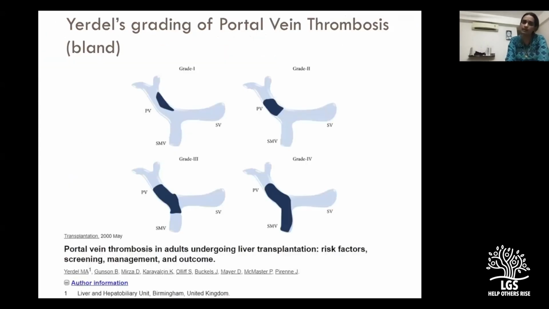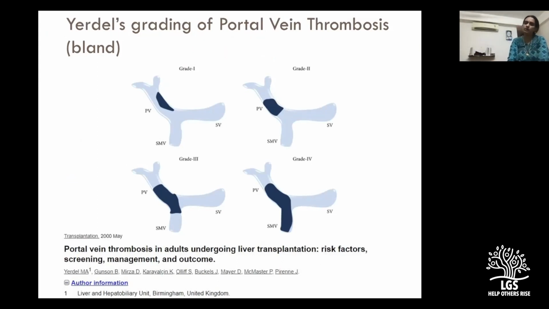This is Yerdel's grading for portal vein thrombosis, a bland thrombus. Grade 1, as you can see, is where there is an eccentric thrombus which is adherent to the vessel wall, but it is less than 50% of the lumen. In grade 2, it is more than 50% of the lumen of the main portal vein. In grade 3, the thrombus extends up to the proximal superior mesenteric vein, but the rest of the SMV is patent. Grade 4 will be when there is total thrombosis of the SMV as well.